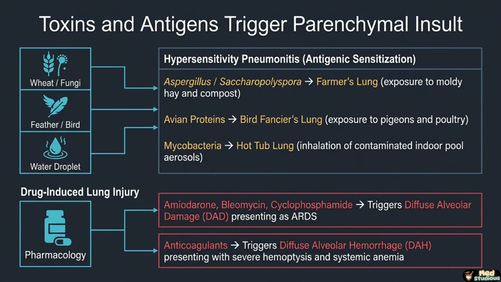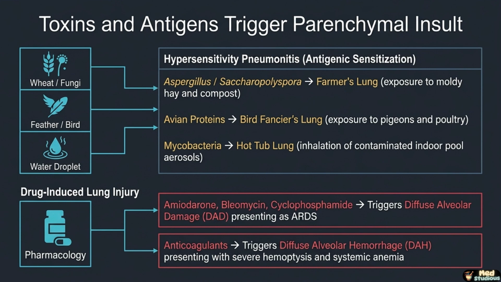Certain lung diseases are triggered by very specific environmental exposures, and recognizing the trigger often reveals the diagnosis instantly. Hypersensitivity pneumonitis develops when the immune system becomes sensitized to inhaled antigens. Exposure to wheat dust and certain fungi, especially Aspergillus and Saccharopolyspora species, causes farmer's lung, typically from moldy hay or compost. Exposure to avian proteins from pigeons or poultry causes bird fancier's lung. And inhaling mycobacteria-contaminated aerosols from indoor pools causes a condition known quite literally as hot tub lung.